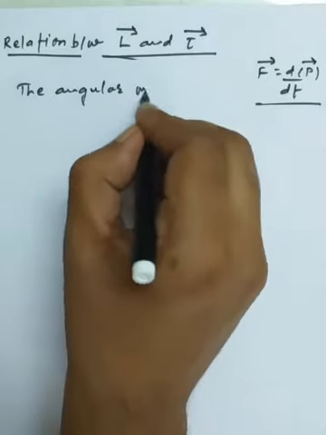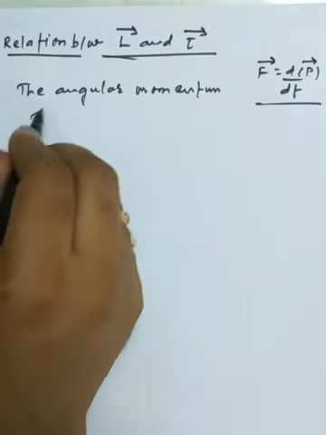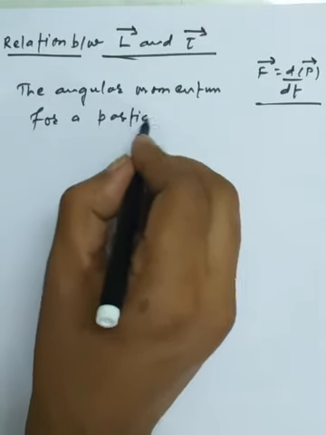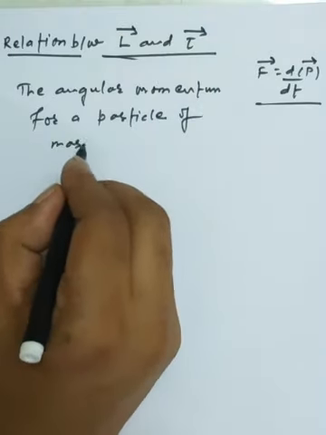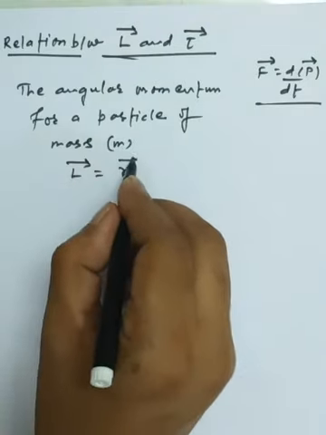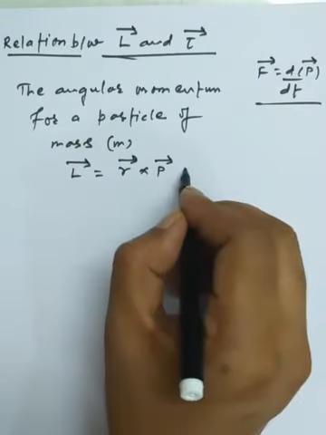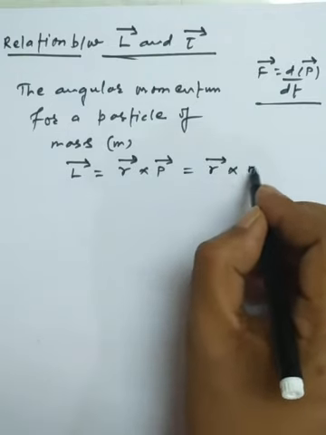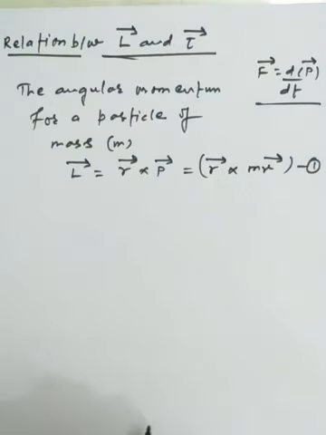the angular momentum for a particle of mass m can be stated as L is equal to r vector cross p vector. Okay, so here we can make a little bit of expansion if you want to use that p is nothing but simply mv. So this is the general equation we have taken.